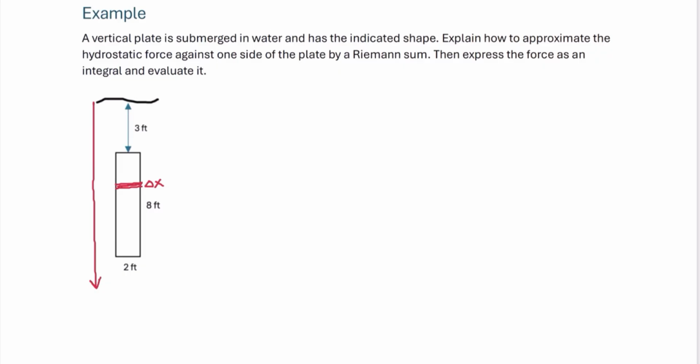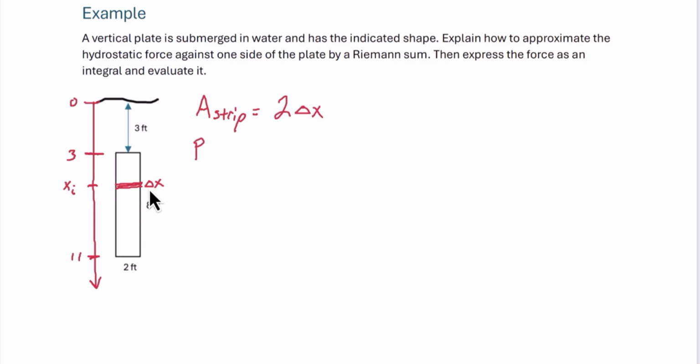Let's say that the top of the water is at 0. And if the plate is 3 feet down, then this will be 3. And let's say that slice is at an arbitrary x sub i. Then the bottom of the plate would be at 11 since it's 8 feet long. Now focusing on that strip, the area of that strip is base times height. The base being 2, the height of that strip is delta x.